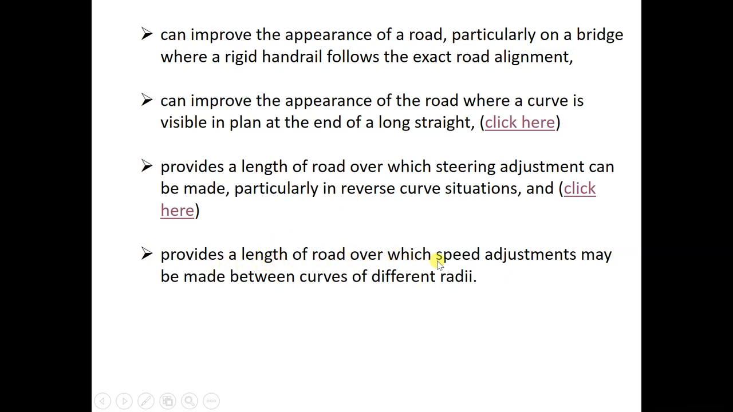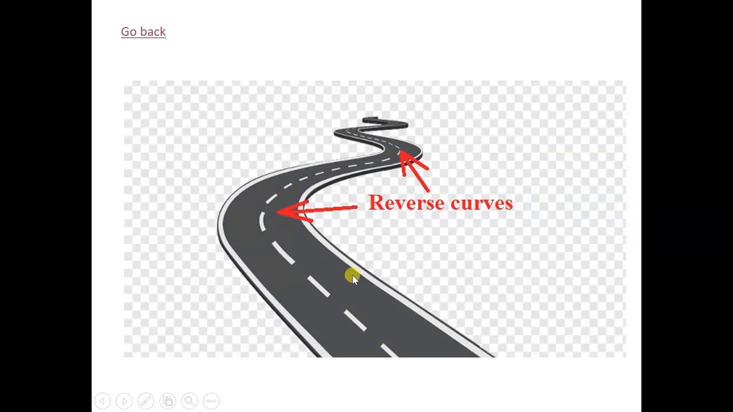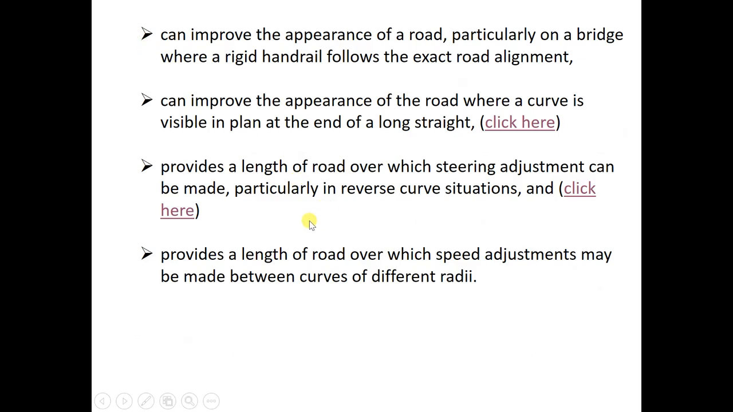Provide a length of road over which the speed adjustment may be made between curves of different radii. So you can make adjustment, just like this one. This one probably is a bigger curve than this one, but it's hard to judge because it's further. Anyway, for the driver, you can adjust the speed because of this transition. If you don't have transition, it's straight away a circular curve, and then straight away jump to another circular curve, it's probably hard to achieve the speed adjustment. But if you've got a spiral, it's probably easier.